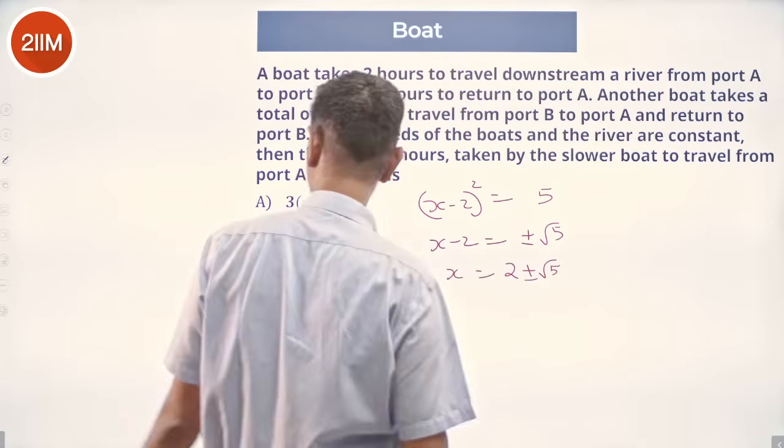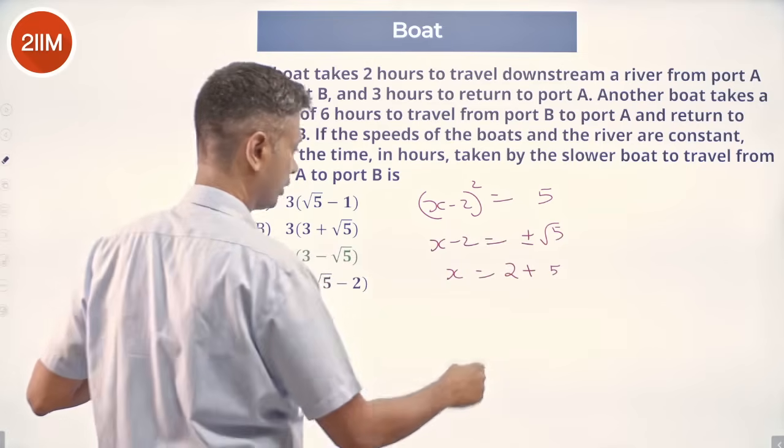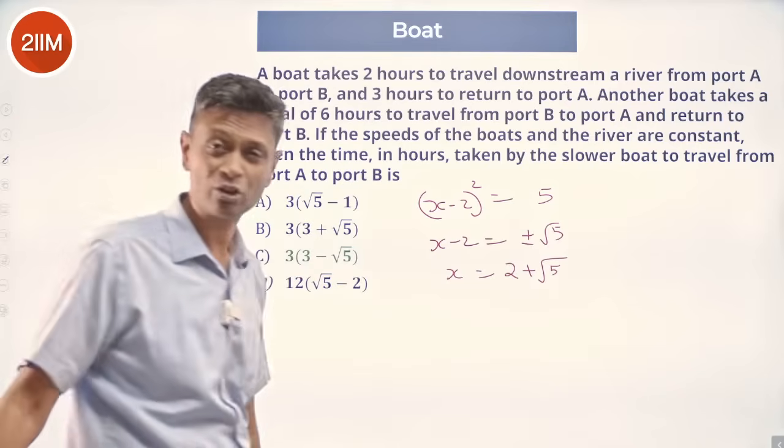It cannot be 2 minus root 5. It will become negative. We are talking about a nice ratio. It will be 2 plus root 5. Oops, I erased that. x is 2 plus root 5.